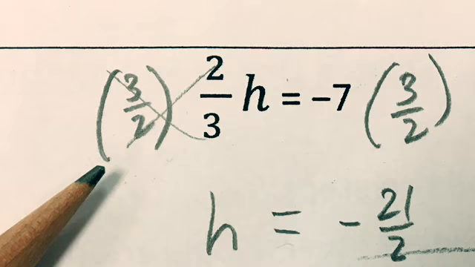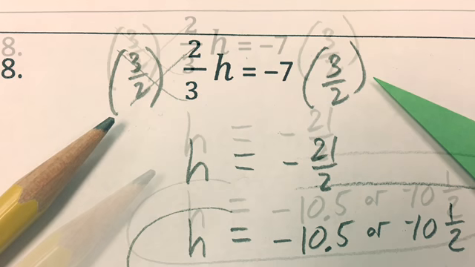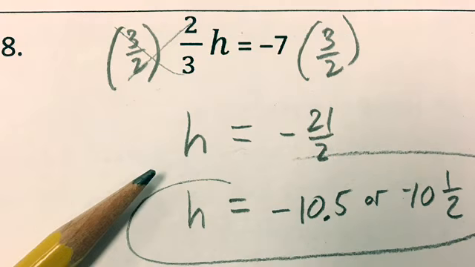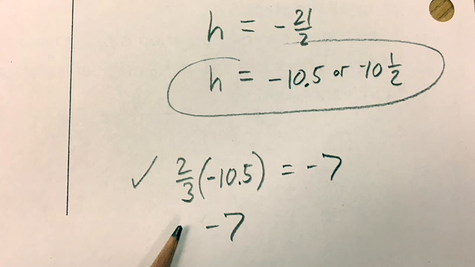And then the final problem, number 8, you would multiply by the reciprocal of 2/3, which is 3/2. Do that to both sides, and you end up with negative 21/2, which is negative 10.5. And then you substitute it in to do the check step and see that it is correct.